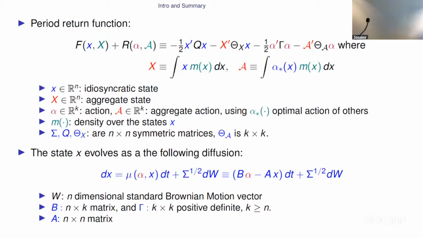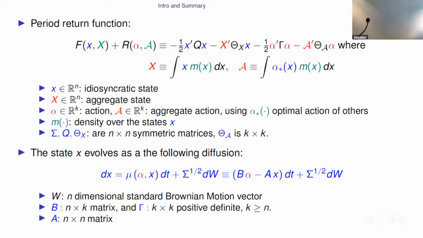When I get to that, I'll tell you the part that we think makes things very simple and nice. I'll also point out one more that we explored and doesn't quite work nicely. Okay, and then your state evolves according to B, a matrix, times alpha minus A times the state. This is typical notation from the linear quadratic problem. And then there is some Brownian motion with a variance-covariance matrix.